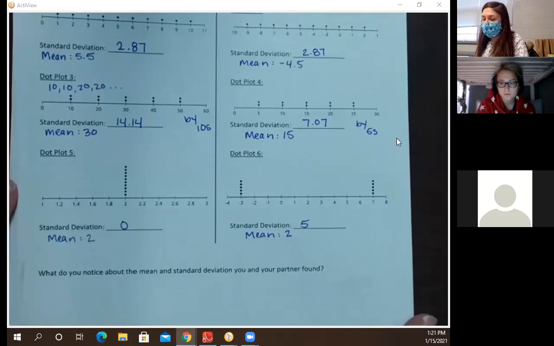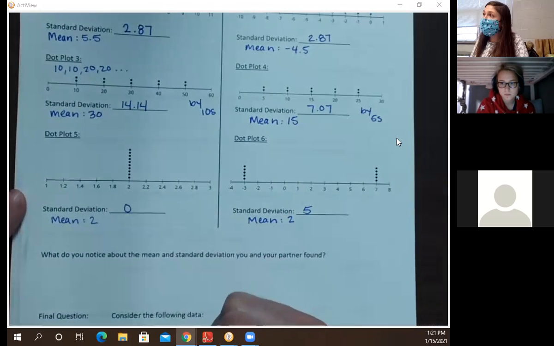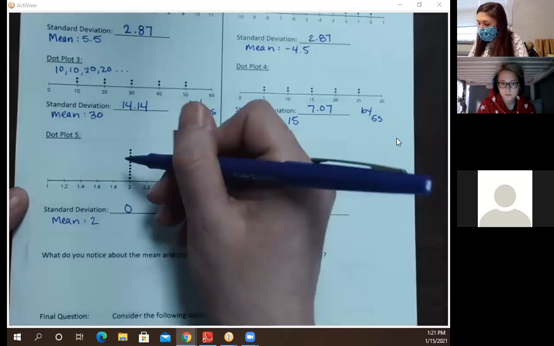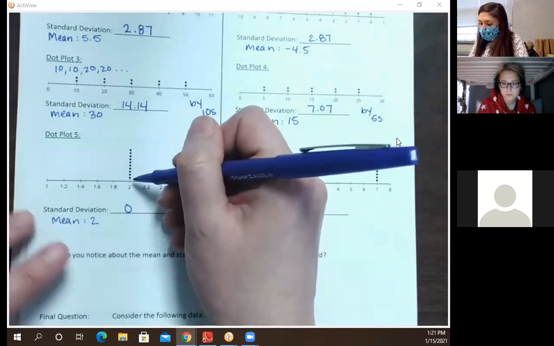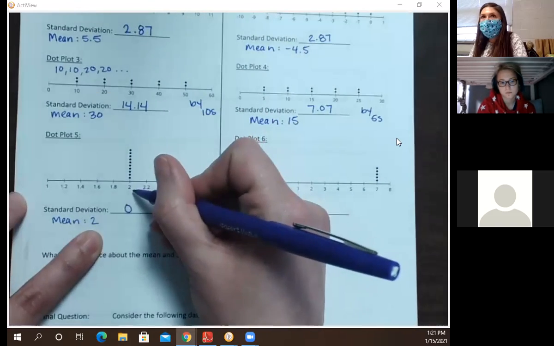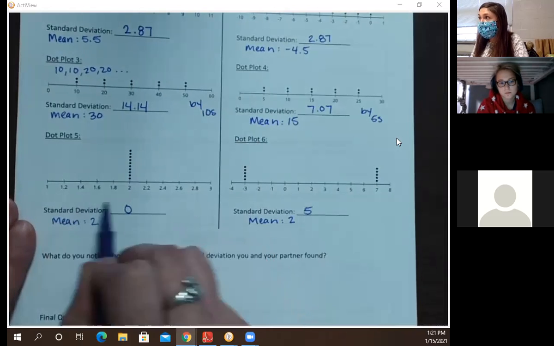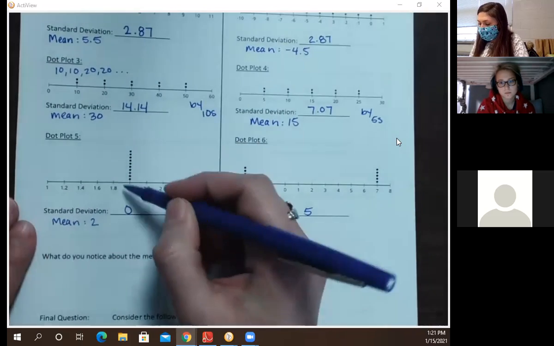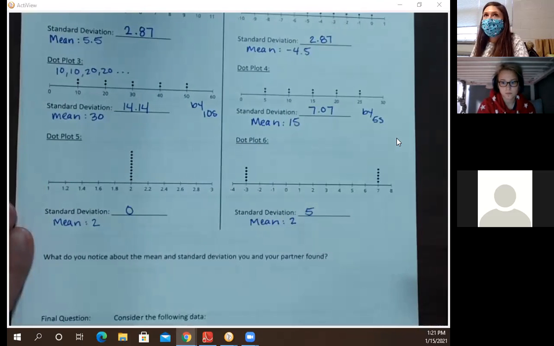And then for 5 and 6, 5 looks really similar to that fourth graph from the last page, right? I have a bunch of the same number. So my mean is going to be that number. And since there is no deviation, right? There's no difference from my values to the mean. My standard deviation here is 0.